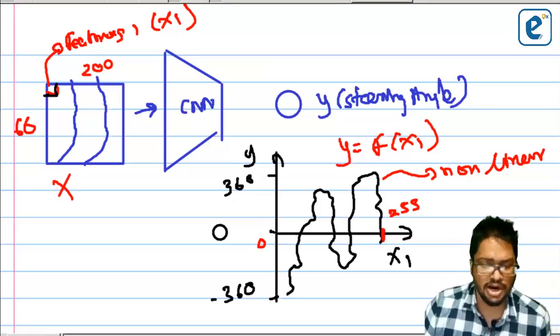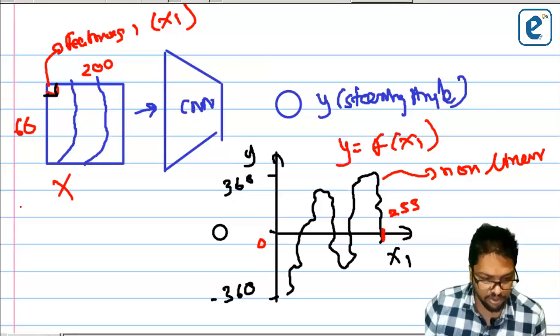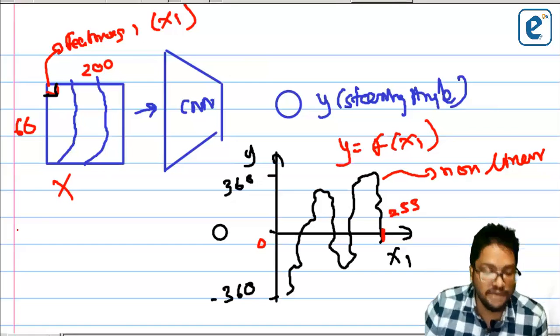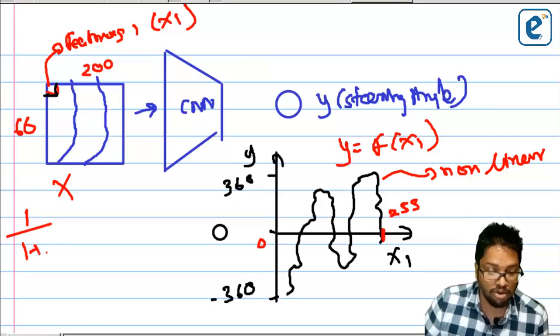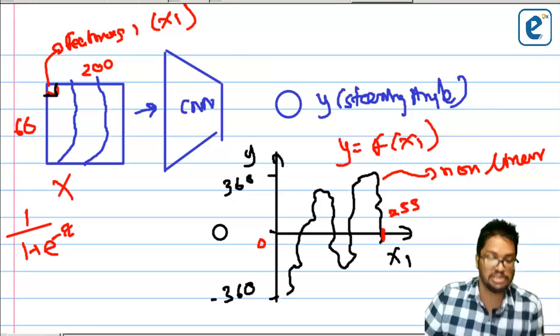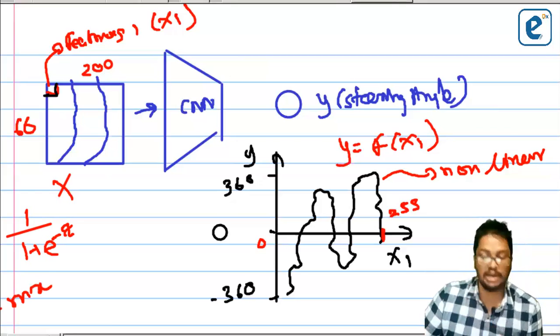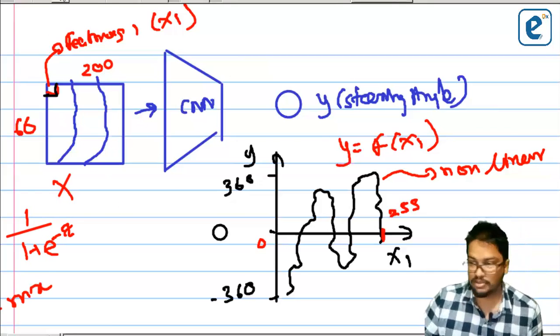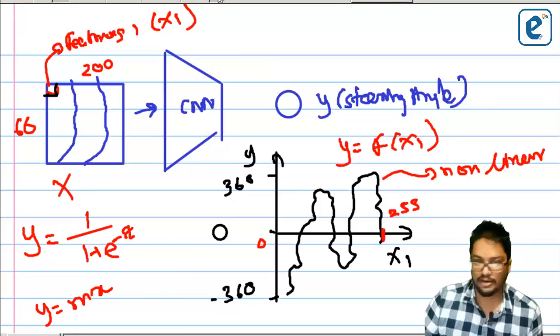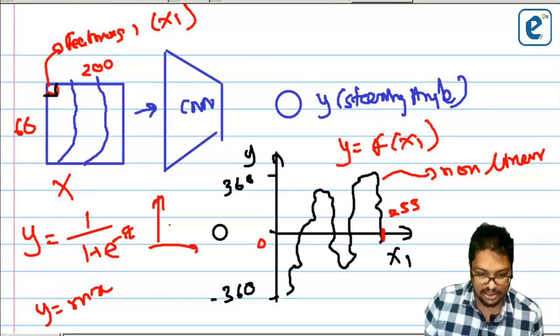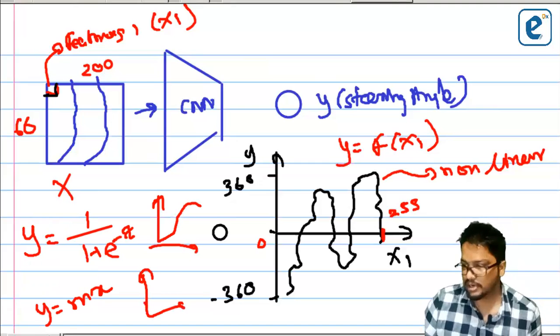If you have a sigmoid activation in a single layer, you will definitely get y equal to 1 over 1 plus e to the minus z. So this is not like y equals mx. This is a non-linear relationship, something like this, but this one is linear.